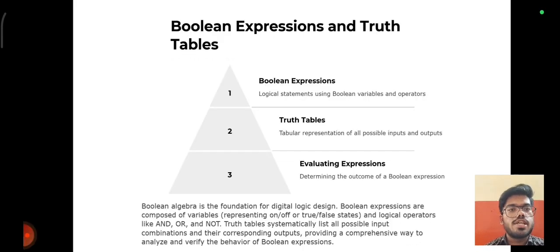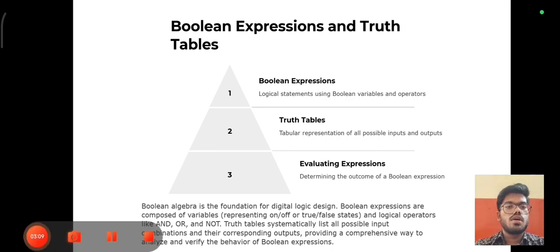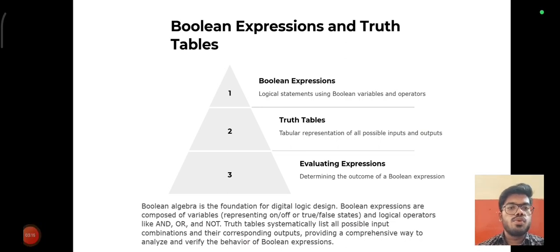The next, the Boolean expression and truth table. This section shows about the Boolean expression, truth table, and evaluating expressions. Boolean expression: logical statements using Boolean variables and operations. Truth table: the tabular representation of all possible inputs and outputs. Evaluating expression: determining the outcomes of a Boolean expression.